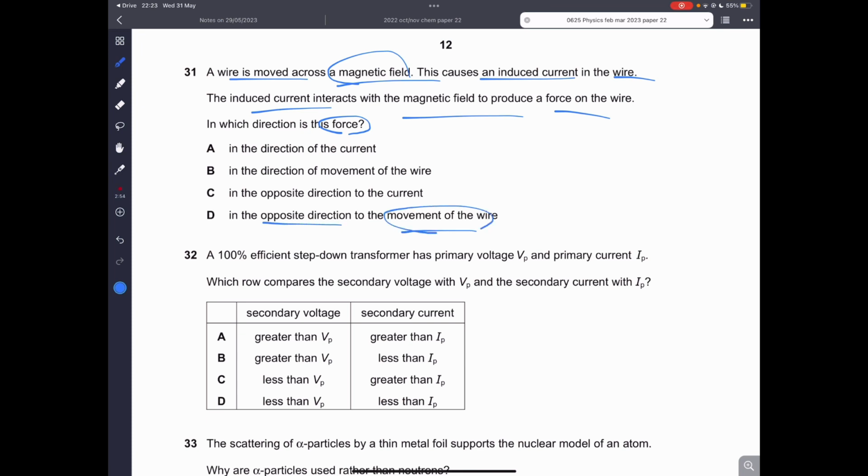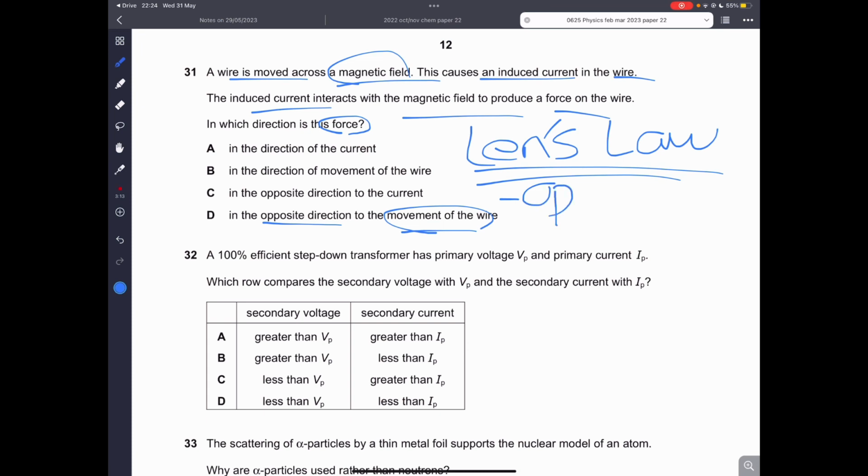This is basically Lenz's law, and Lenz's law states that if a magnet is moving towards an object, it will always oppose the direction of motion. The newly created magnetic field will always oppose the direction of motion. So just remember that, and therefore the force will be in the opposite direction of the movement of the wire.